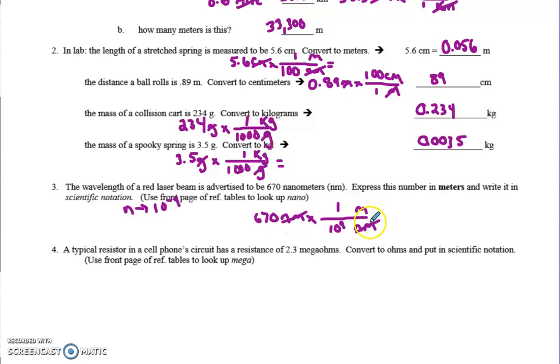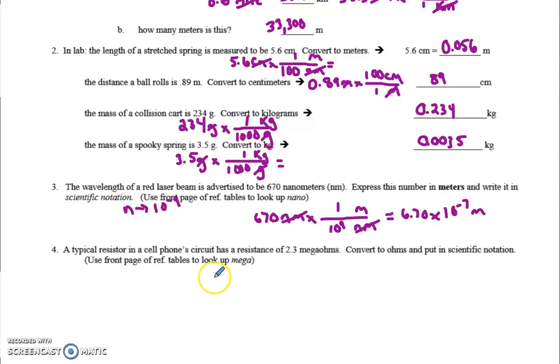So nanometers cancel out, and in my calculator I'll do 670 divided by 10 to the 9th. You could type this in as 670 divided by second EE, and then type in 9. If you work that out, you get 6.70 times 10 to the minus 7 meters.